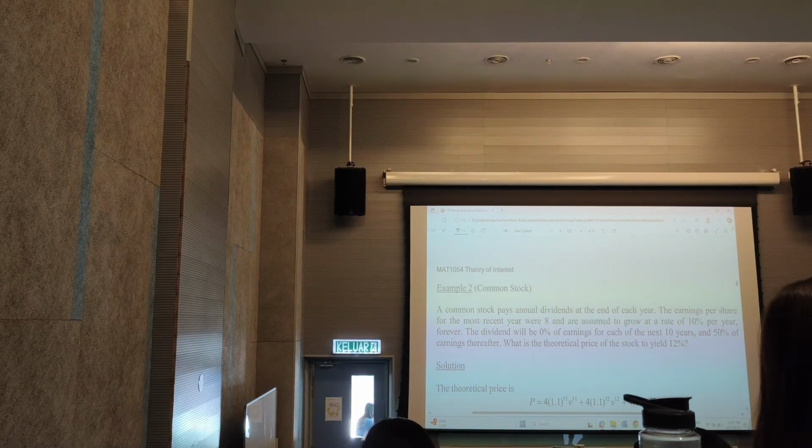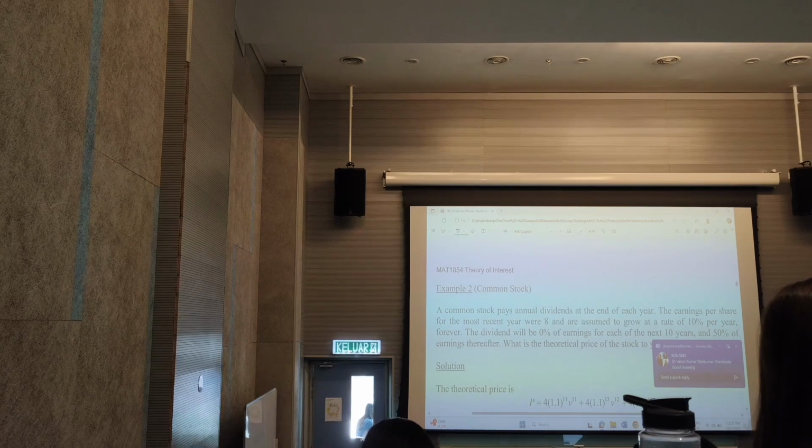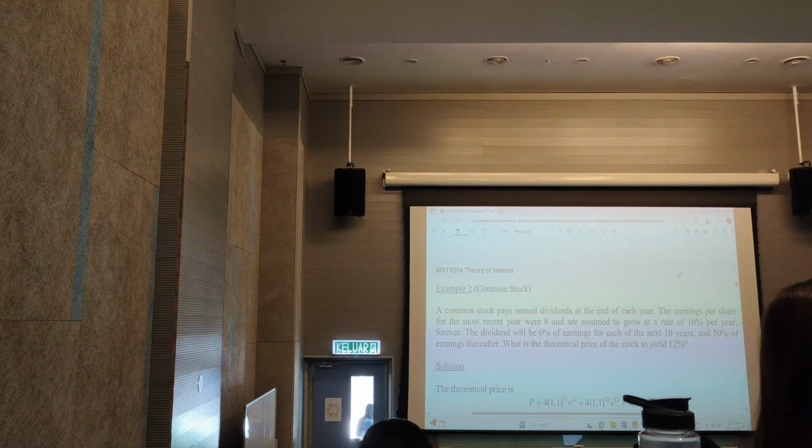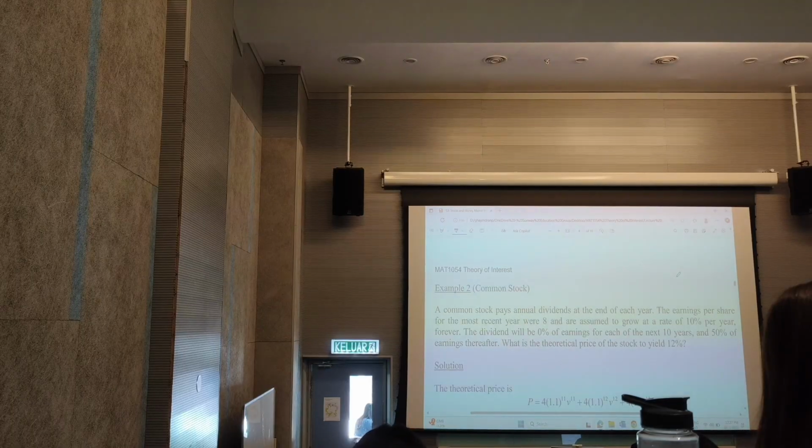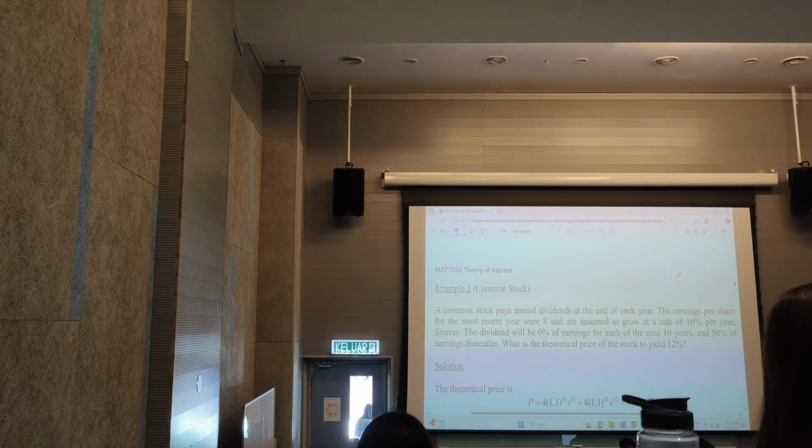So I know they're using two words. They're using earnings. They are also using dividend. We don't really care about the earnings. Dividend is what we want to trace back to the present value. So yeah, read it. I'm going to draw the timeline, by the way.